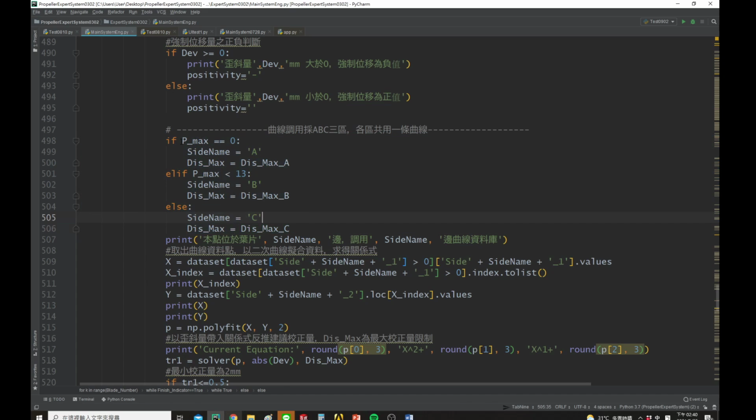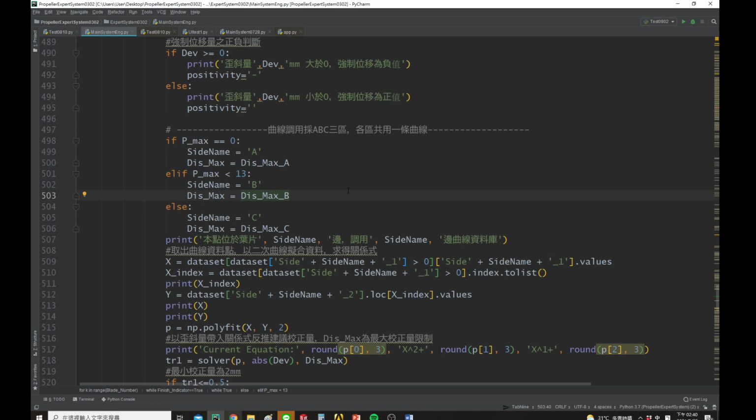So here, if P max equals 0, that means the point is 1, so it's in side A. If the P max is under 13, that means it's below point B, so it's in side B. Else, the rest of it is inside C. So if the point is 2, it is inside C.